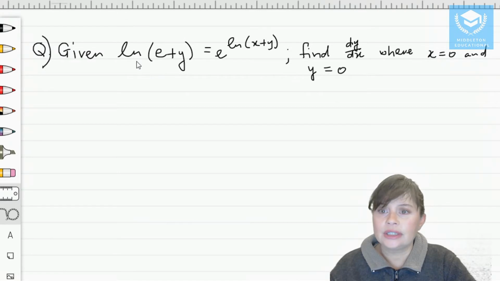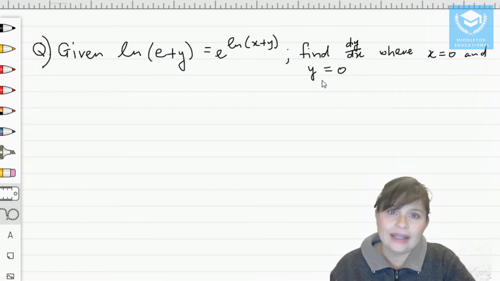Given this function here, ln(e + y) = e^(ln(x + y)), we have to find the derivative dy/dx where x is equal to 0 and y is equal to 0, right? So again, we need to find the derivative first before you can find what the expression is going to be where x is equal to 0 and y is equal to 0.